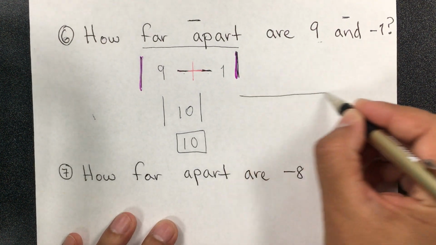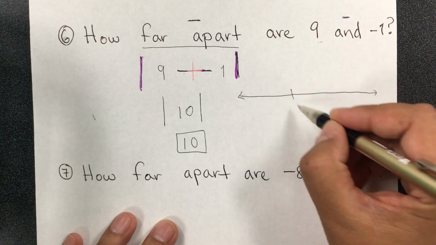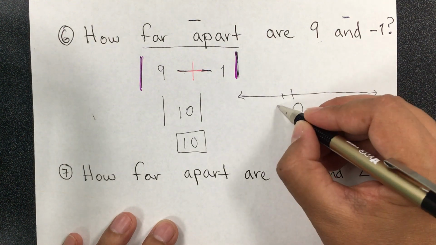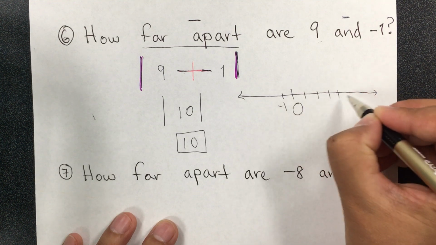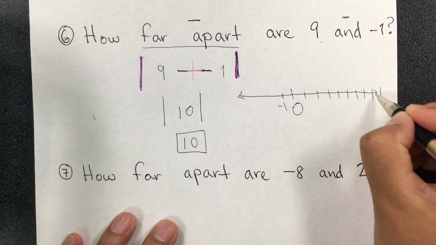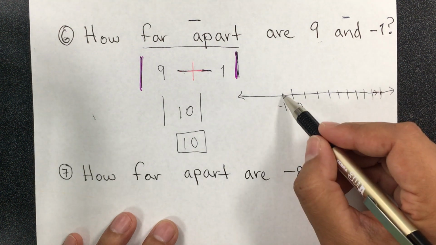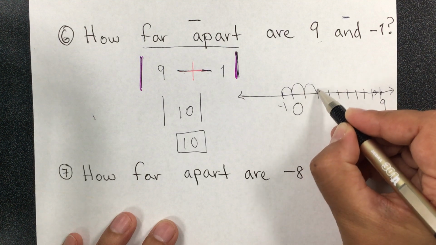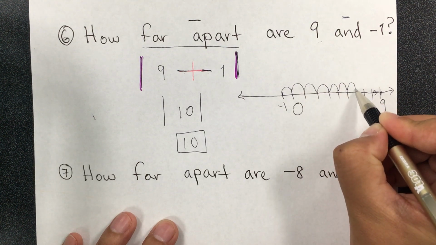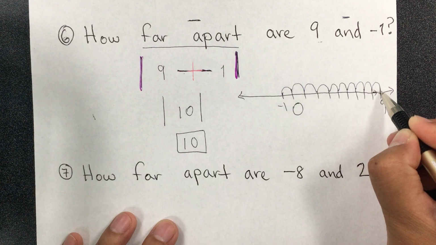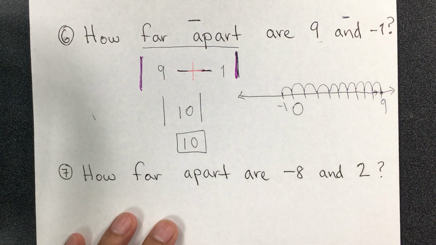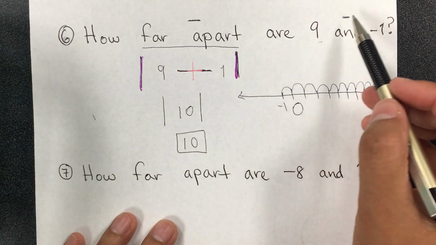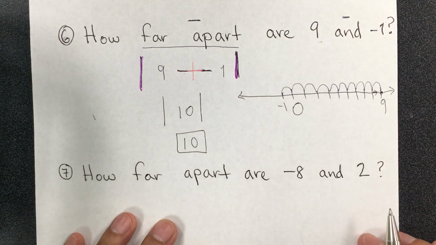And if you think about it, if you were to draw the number line, you have -1, and then you have 1, 2, 3, 4, 5, 6, 7, 8, 9. So from here to here, you have 1, 2, 3, 4, 5, 6, 7, 8, 9, 10 spaces. Okay, so it makes sense. Again, how far you're going to subtract, you just put the minus in the middle of the two numbers.